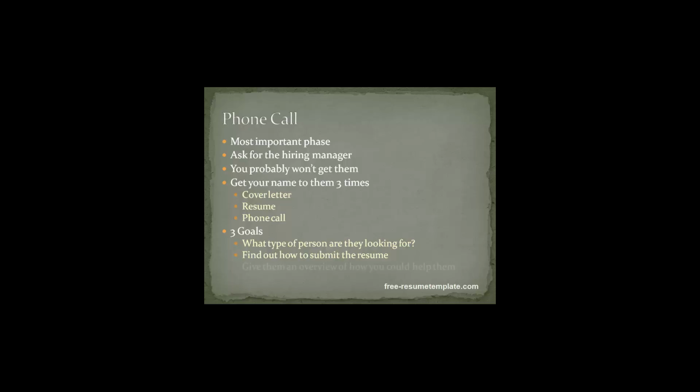The third goal of this phone call is that you give them an overview of how you could help them. You want to try to do that fairly briefly, unless the conversation just totally opens up. What I'd like to do is give you an overview of what this phone call needs to go like, and just take this as an outline. This is not verbatim. You're not reading from a script or anything like that. It's just an outline to keep things constructed pretty well.